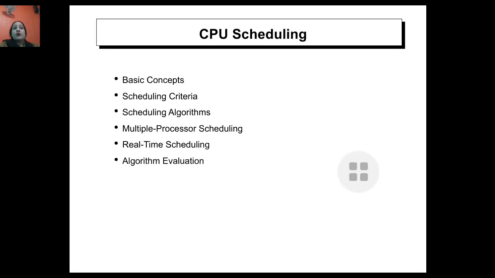And the optimization criteria are that we want to maximize the CPU utilization and throughput, and minimize the turnaround time, waiting time, and the response time.